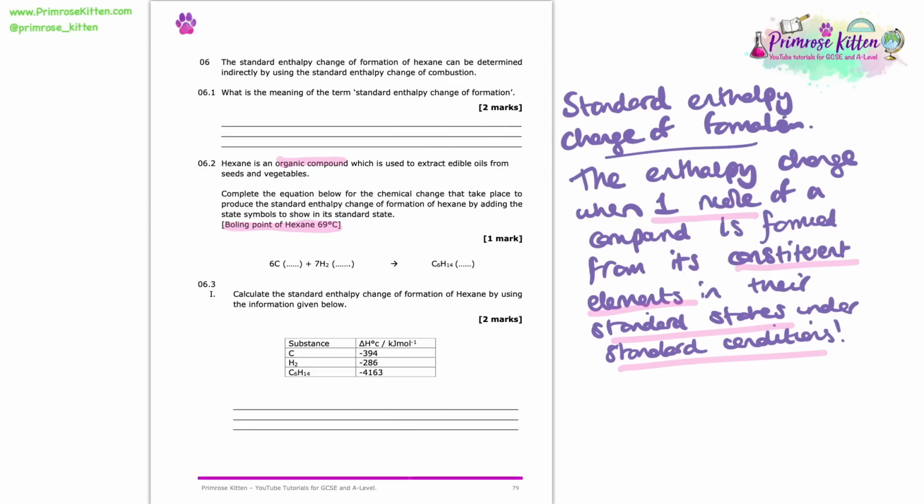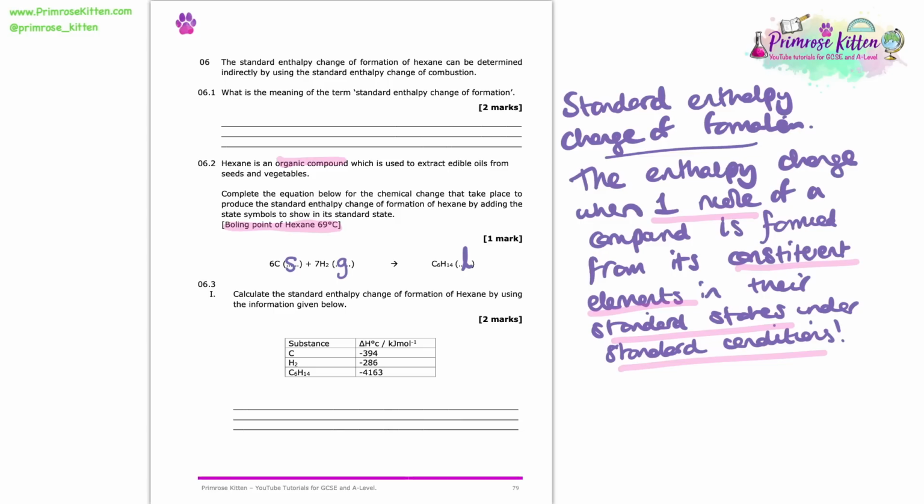Because at room temperature, which is 25 degrees, you can see it wouldn't yet have reached its boiling point, which is going to mean that hexane is a liquid at room temperature. Then over to the other bits, carbon is a solid at room temperature, and hydrogen is a gas at room temperature. So here then we have 6 carbons solid plus 7 H2, which are gas, makes hexane, which is a liquid. And now we're asked to calculate the standard enthalpy change of formation of hexane using the information given below.